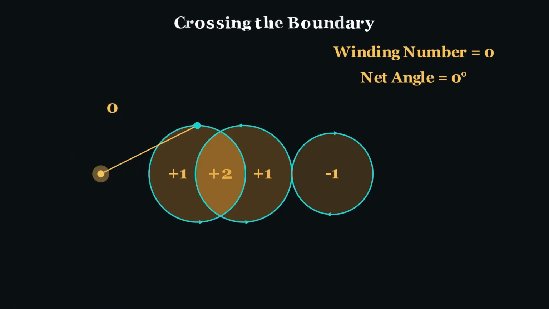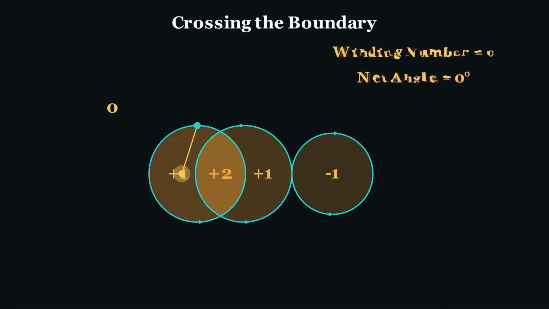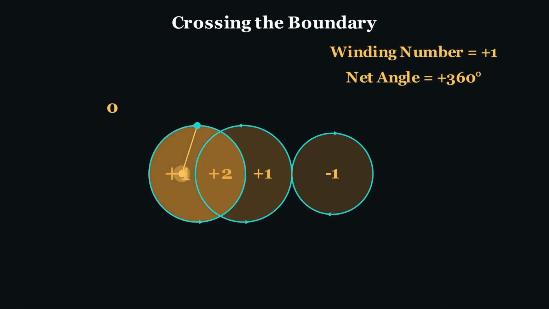But what happens the moment our query point crosses a line? Watch closely as we drag the golden dot from the outside region directly across a turquoise boundary line into the single loop region. As the point steps over the path, the tether gets caught on the boundary wall. To clear the line and stay attached to the moving tracer, the tether is forced to whip around by a full 360 degrees. Crossing the path causes the accumulated angle to instantly jump by 1 full turn, changing our winding number from 0 to positive 1.